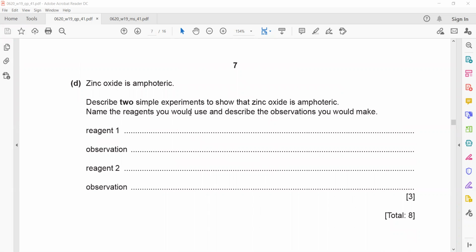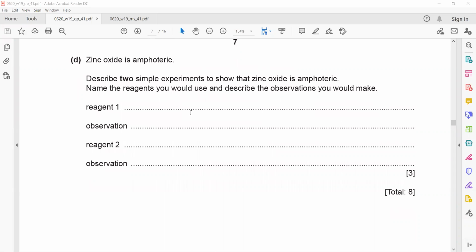Zinc oxide is amphoteric. Describe a simple experiment to show that zinc oxide is amphoteric. Name the reagents. Reagent means the chemicals which we need, and describe what you will observe. Because an amphoteric oxide can react with acid, it can react with alkali as well. So for the reagent, we can use aqueous sodium hydroxide, or any named alkali.